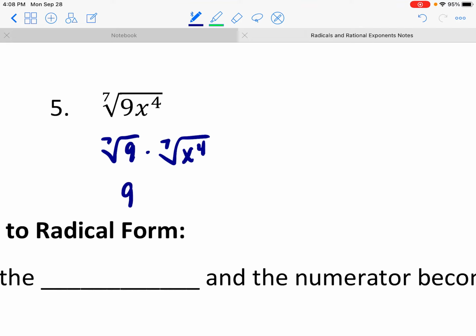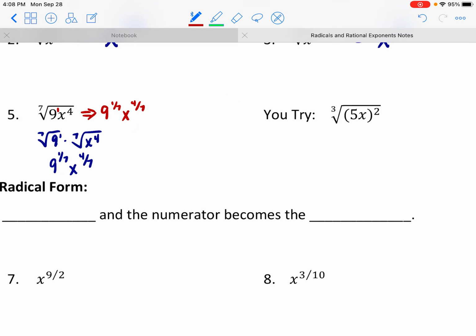So really this should be 9 to the 1/7, because the power there is 1, multiplied by x to the 4/7. Now if you want to think about this another way, think about everything having an exponent, and each of those being divided by 7. So 9 to the 1/7 x to the 4/7. In either case, you have to make sure that the 9, because it's under the radical, gets that 7th root. Alright, and then one for you to try.